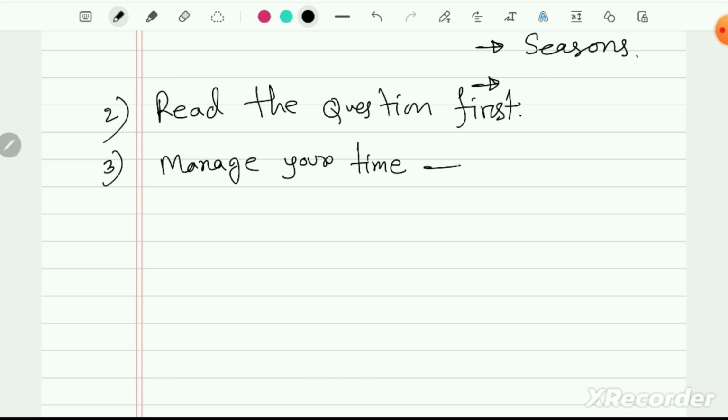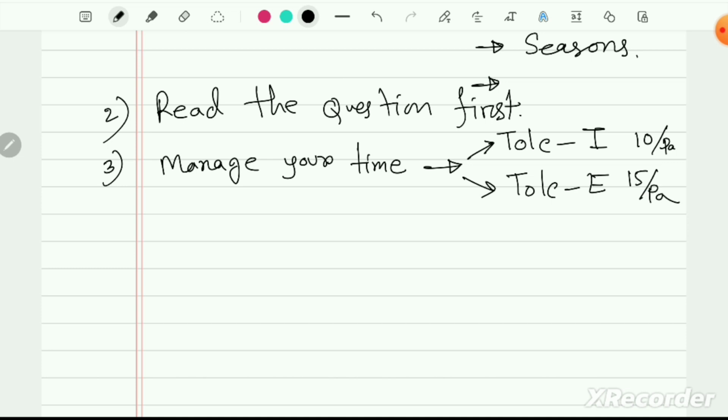So as I already told you, for TOLC-I, you have 10 minutes per passage, and for TOLC-E, you have 15 minutes per passage. So you have to be very careful about the timing. You should not spend a lot of time on particular questions. If you think it's really difficult or you have some problems understanding, just skip them. You don't need to answer them.